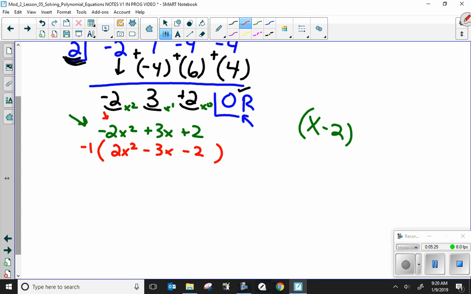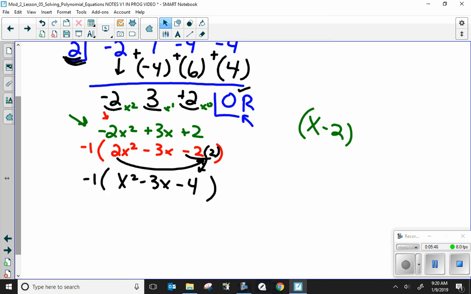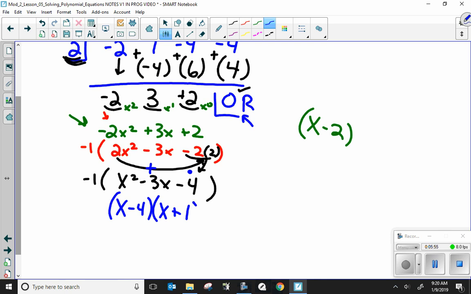All right? Now at this point, I'm going to use slip and slide. Okay? I take my 2 out front, I bring it to the back and multiply. So now I've got x squared minus 3x minus 4, because these two things multiply to -4. And my -1 just comes for the ride. This is definitely factorable. Two numbers that multiply to -4, that add to -3, it's x minus 4 and x plus 1. I still have my -1 coming for the ride.